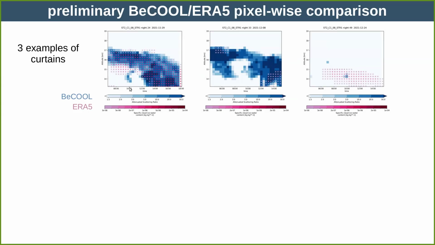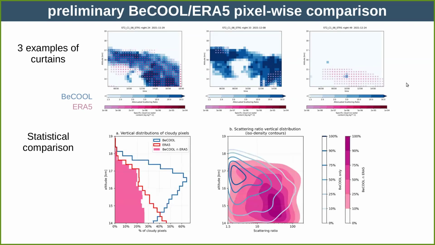And we see on the left an example where there is a pretty good match, so in pink is ERA5 and in blue it's BCool. ERA5 puts a cloud where we actually see one. In the middle, it's not that good, but part of this cloud, maybe fortunately, is here. And on the right, it's not good at all, because ERA5 puts here a cloud that doesn't exist.